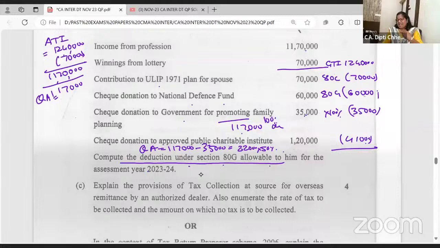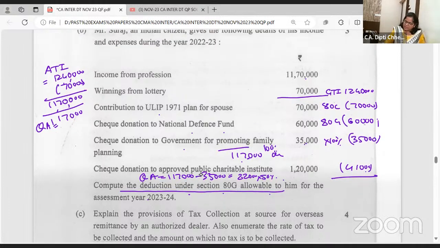Compute the deductions. Ma'am, they have asked deductions, but मुझे तो ना total income आ गया तो मैंने कर लिया. Don't do extra. You will lose marks on step. What is total deduction for 80G? These three. So 60,000 plus 35,000 plus 41,000. 1,36,000 is the total 80G deduction. Done?